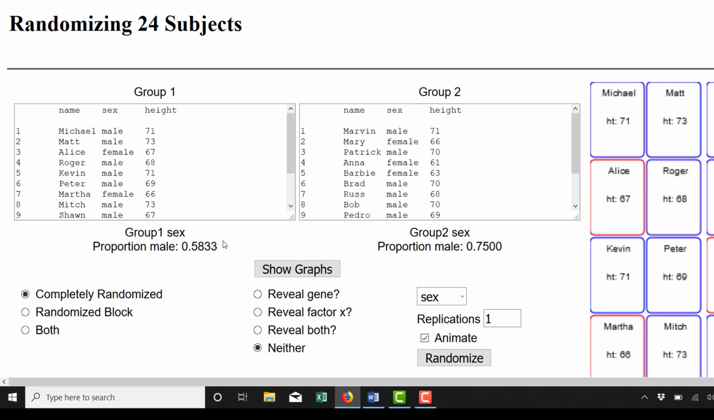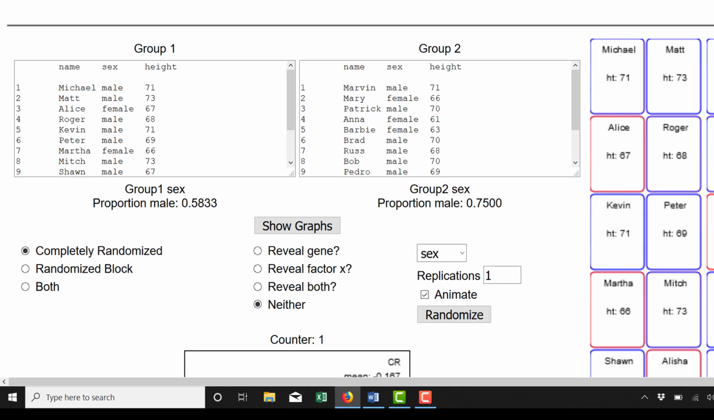So I'm not concerned about the actual names in each group. What we're asking is, what proportion of males are in group 1 and what is the proportion of males in group 2? And that's given to us at the bottom. It says here group 1, when we did the random assignment of people to groups, had 58% males, and that left group 2 with 75% males.